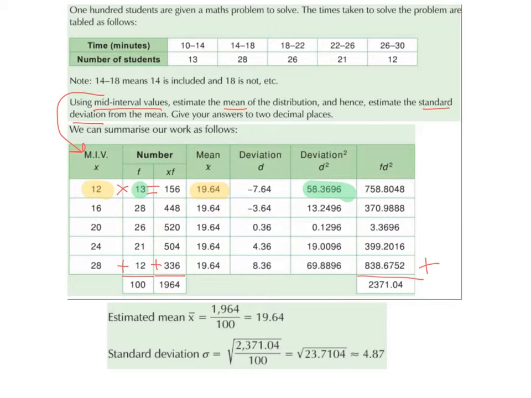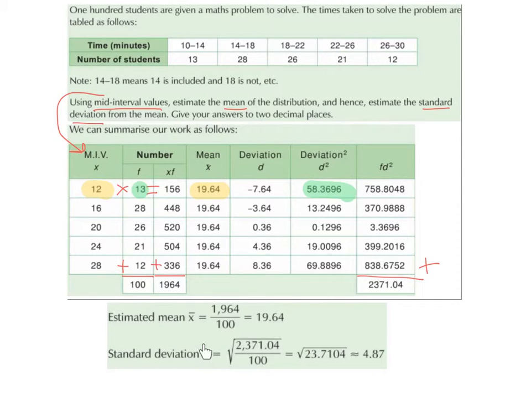Remember, we were asked to find the estimate of the mean and the estimate of the standard deviation from the mean. The estimated mean, x bar, we already worked out. We got that from 1964 divided by 100, which gives us 19.64. We already had that here, but it's good to state it at the end again.